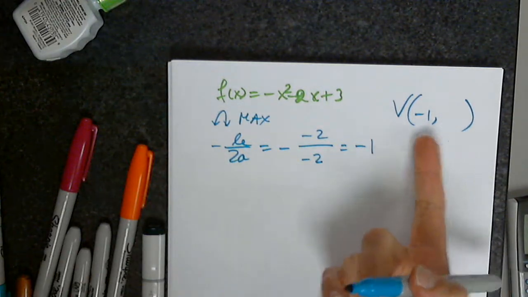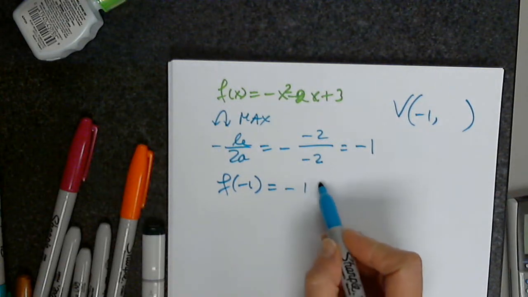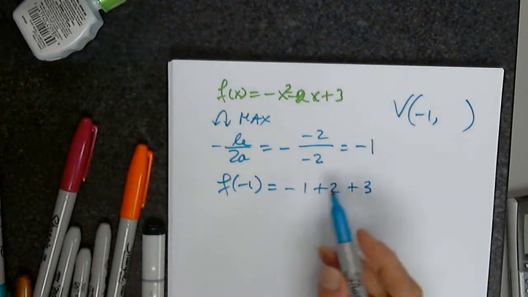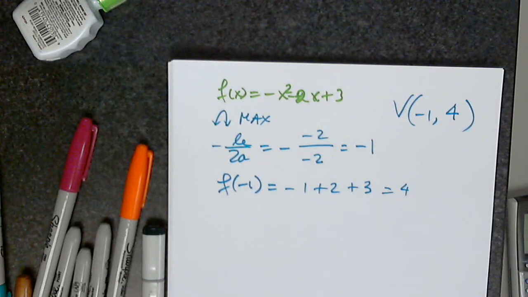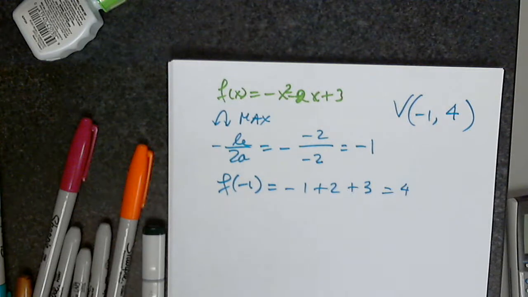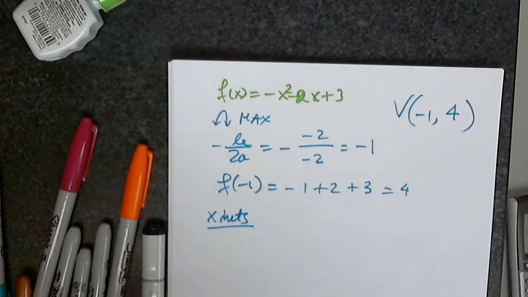In order to find the y-coordinate, I have to plug it in. So f of negative 1 equals negative 1 plus 2 plus 3, 5 minus 1 is 4. So that's how I have to show this part of the work to find the vertex. Now the x-intercepts, I know they exist because the function has a maximum, and the maximum value is positive. If the maximum value were negative, then the function would not have touched the x-axis.